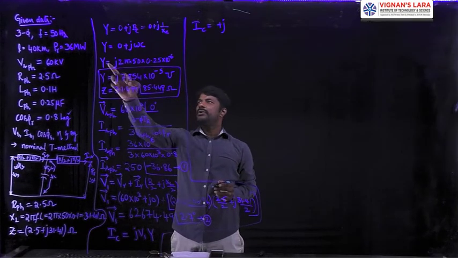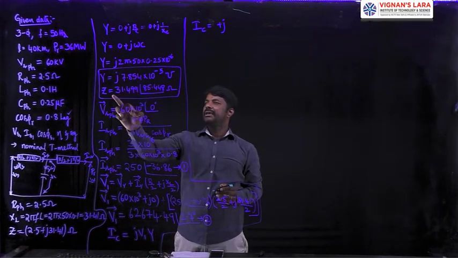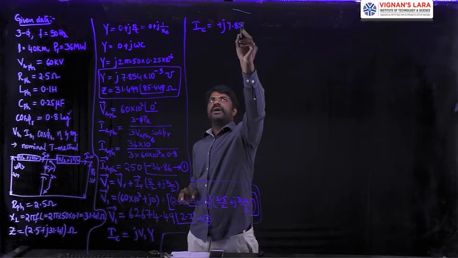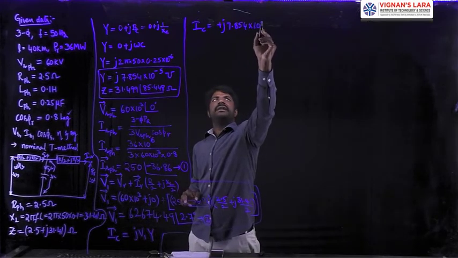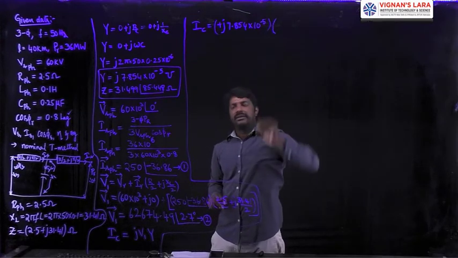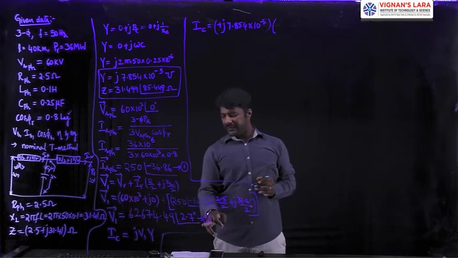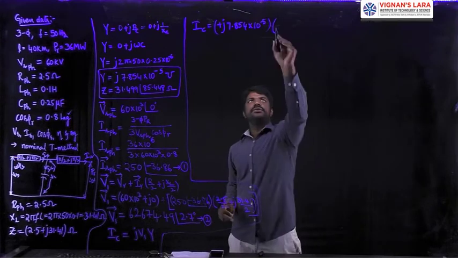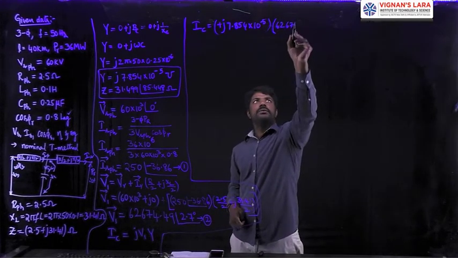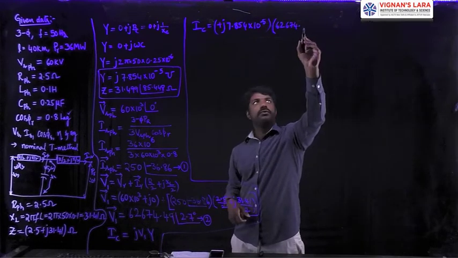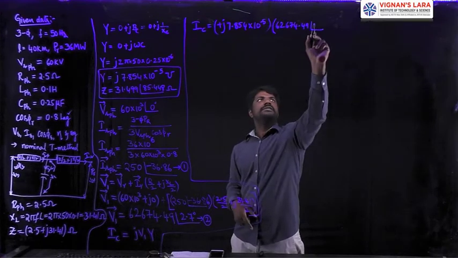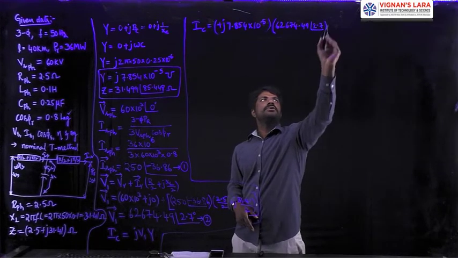Y is equal to j omega C. I know that value as 7.854 into 10 power minus 5. This is the Y value, which should be multiplied with V1. The V1 calculated in equation 2 is 62,674.49, making an angle of 2.7 degrees. Hope all of you understood.